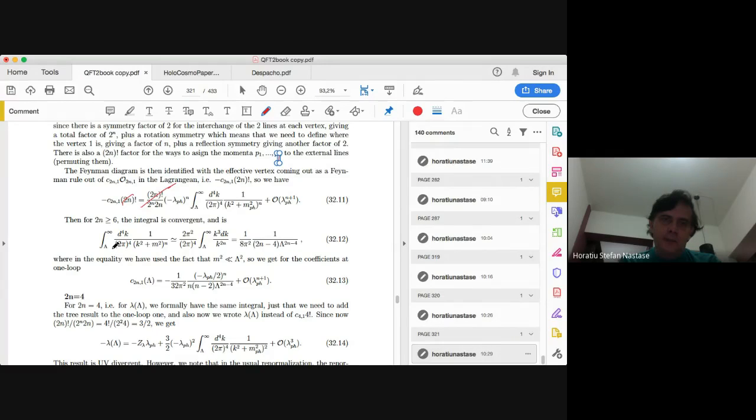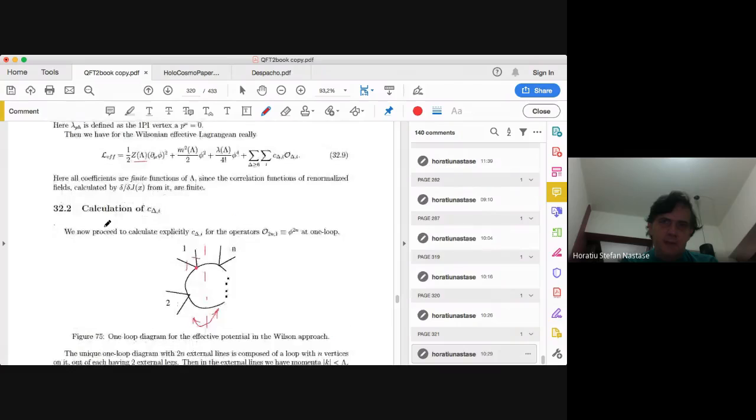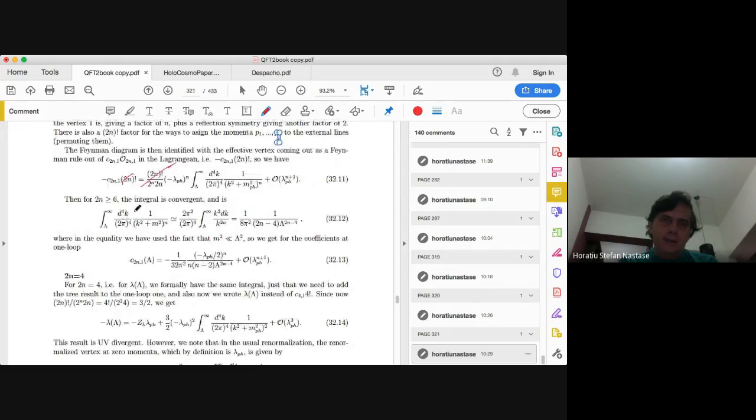Now, if we're calculating really only these extra O's, not including the first two, then the integral is convergent, it is d4k over k to the 2n. So 2n is greater or equal to 6, so it's UV convergent. And then there's no IR divergence here because we integrate only from lambda to infinity.